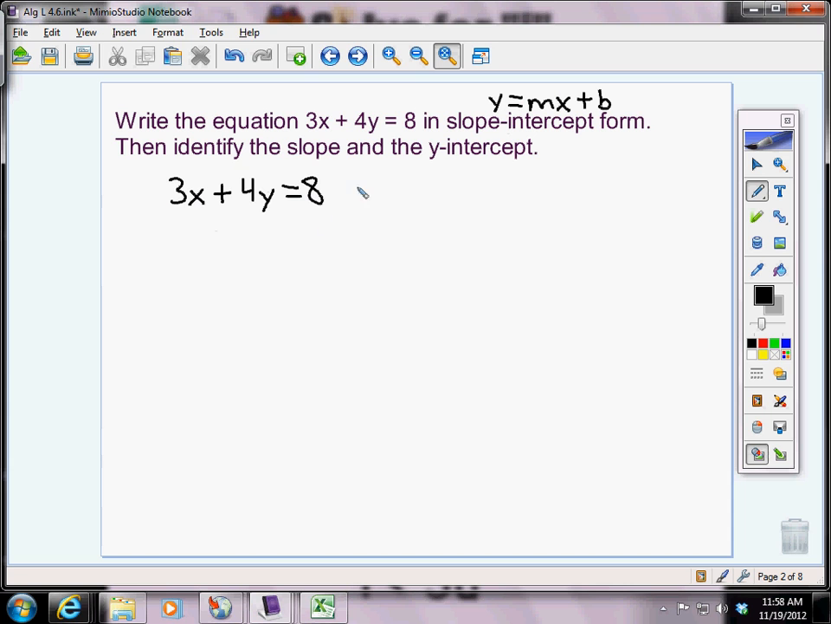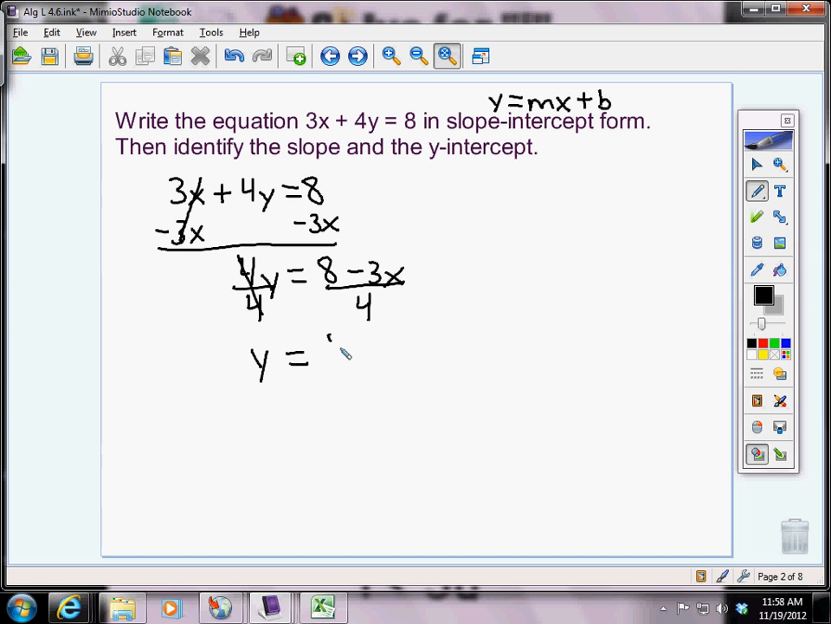Okay, so if we want to solve for y, let's get rid of our 3x first. Okay, again, we've done this before. These cancel out. I'm left with 4y equals 8 minus 3x. Divide by 4, divide by 4. 4 divided by 4 is 1y. And then remember over here, we divide everything by 4. And I'm going to go keep change, and make this a -3 divided by 4.